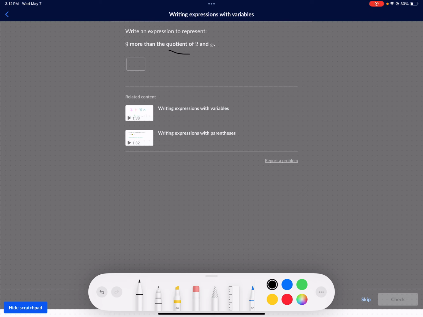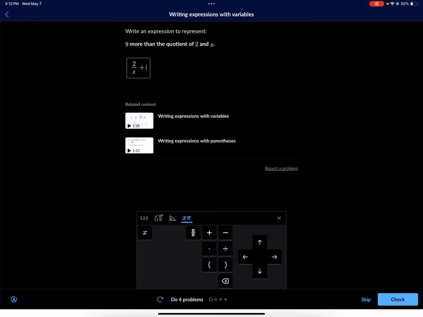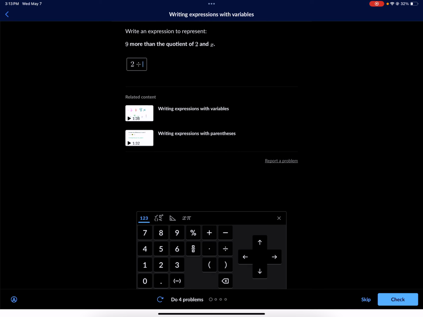So here it is. Now, as we wrote it in our function, 2 over x plus 9. What's another way we can write this? We can also write this as 2 divided by x plus 9. If you want more information about PEMDAS, because it's not 2 divided by the quantity x plus 9, it's 2 over x plus 9. We do the division first.